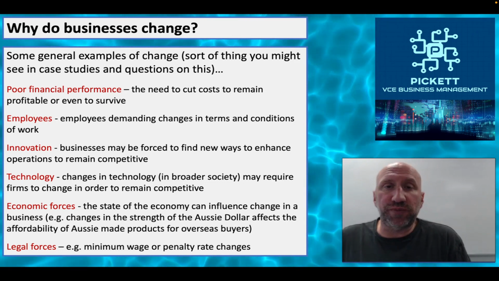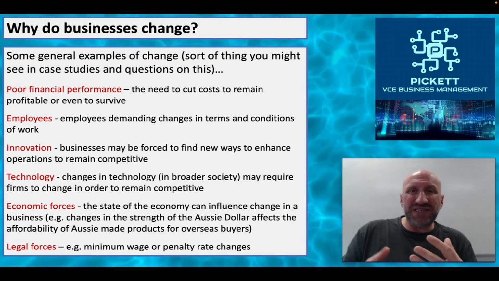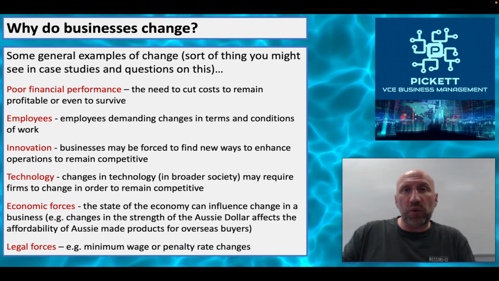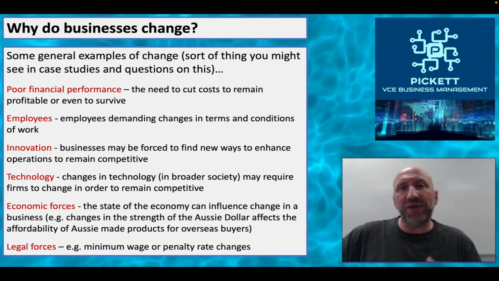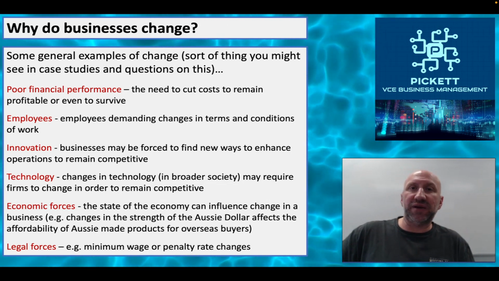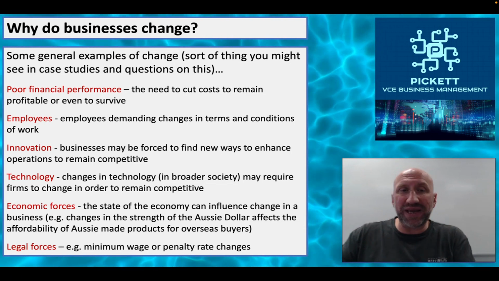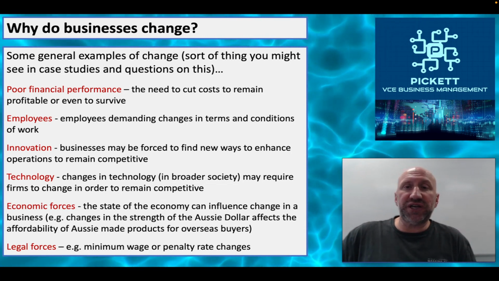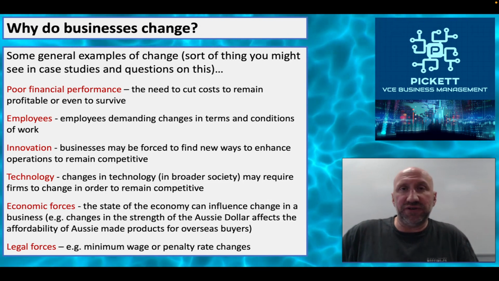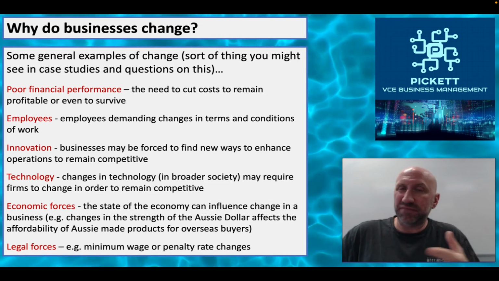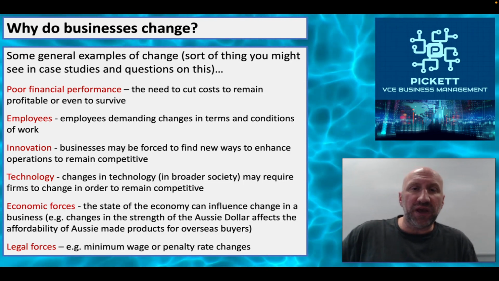So poor financial performance. In other words, if the business is not performing well from a financial point of view, in other words, profit, it's either making a loss or they're not making as much profit as they were forecasting they would make, you might need to make changes to cut costs to remain profitable or even to survive. Okay, that's a really, really common one.